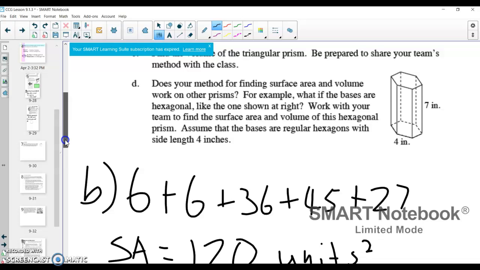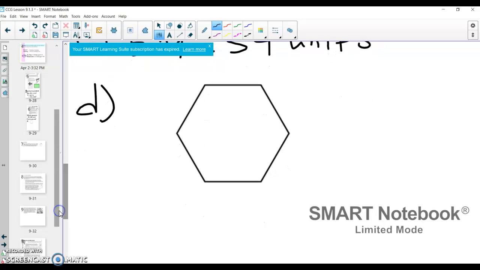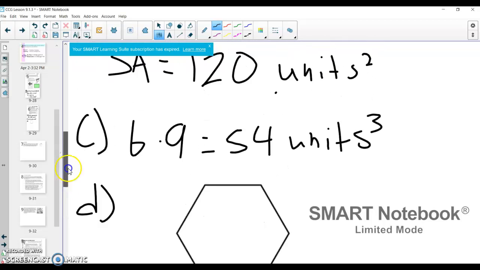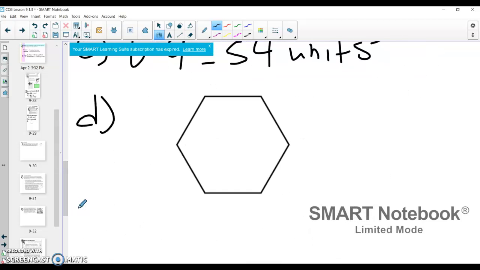All right, so this one takes a little bit longer because we got to find the area of this hexagonal base. And so I put down on here this hexagon. It says in the problem that we have a side length of 4 inches, which means down here is 4 inches. Just like if we want to find the area of any polygon, we got to turn it into a triangle.